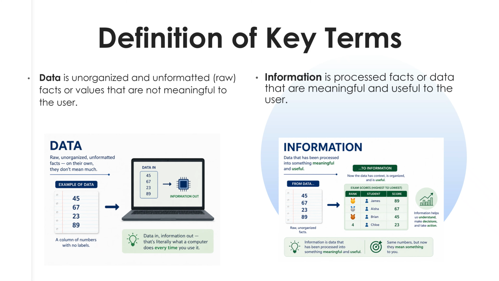So that's data. Information is data that has now been processed into something meaningful and useful. Now, if I tell you those numbers are exam scores for 4 named students, we have the data here, and now we have the information there, sorted from the highest to the lowest. Now it's information. Same numbers, but now they mean something to you. So data in, information out. That's what a computer does every time you use it.